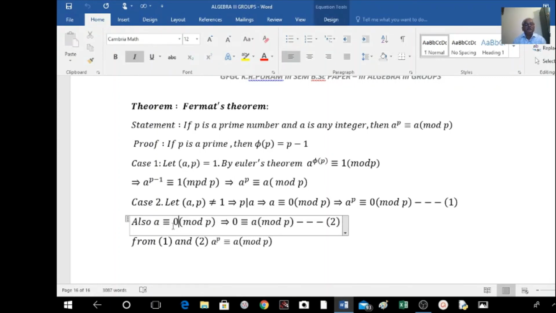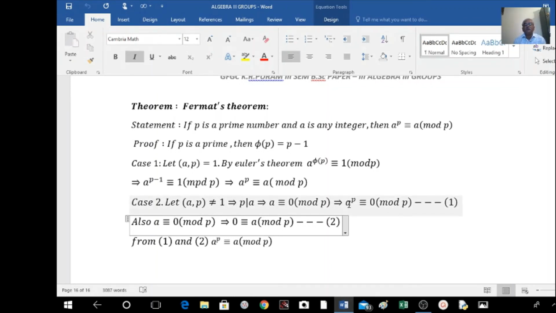This relation is symmetric. It is an equivalence relation. Therefore, a congruent to 0 mod p can be written as 0 congruent to a mod p. I will take this as 2. So a raised to p is congruent to 0 mod p is 1, and 0 is congruent to a mod p. The congruence relation mod n is an equivalence relation, so it is transitive: a congruent to b mod n and b congruent to c mod n implies that a congruent to c mod n.